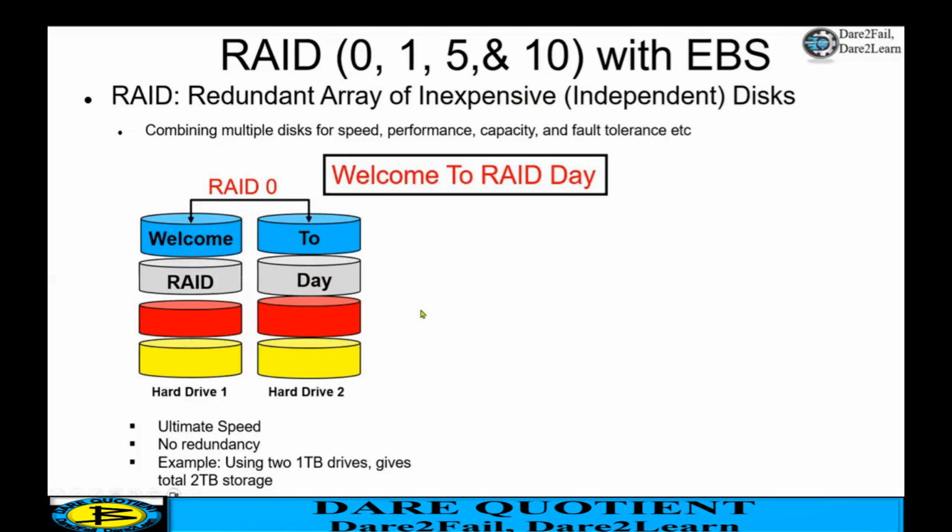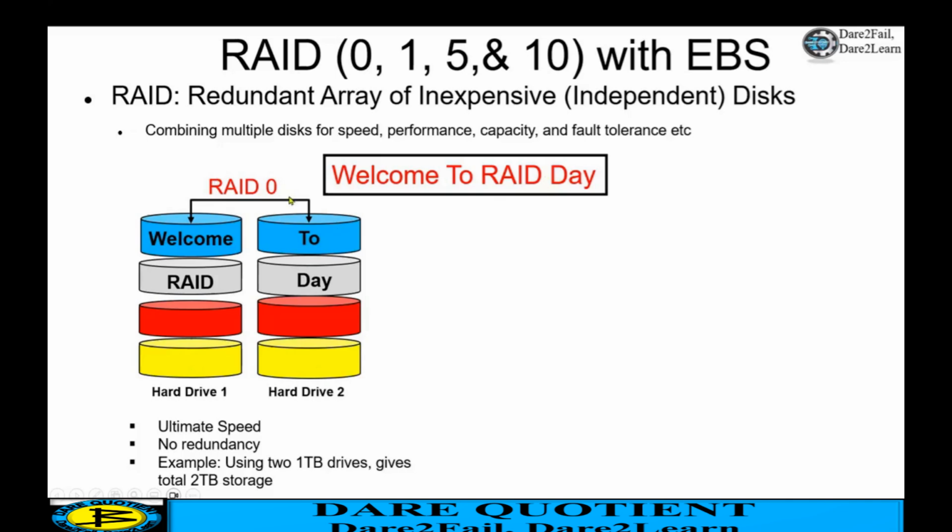So the very first one we have is RAID 0. Now, what is RAID 0? That is having two hard drives in which whenever you store your data, the data is split evenly between those hard drives. Let's use the example statement, "welcome to RAID day." So we have two hard drives in the case of a RAID 0. Once you try to save this data in this RAID configuration, your data is split evenly between those two hard drives. So you have "welcome to" on one and "RAID day" on the other.